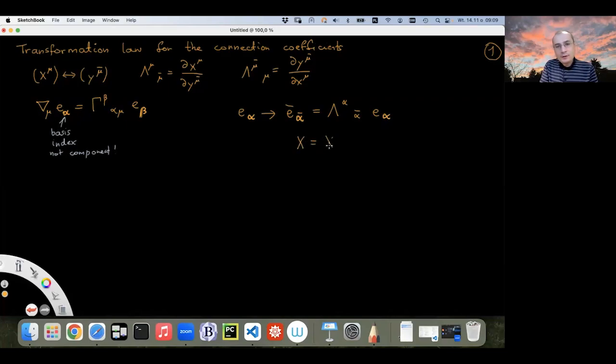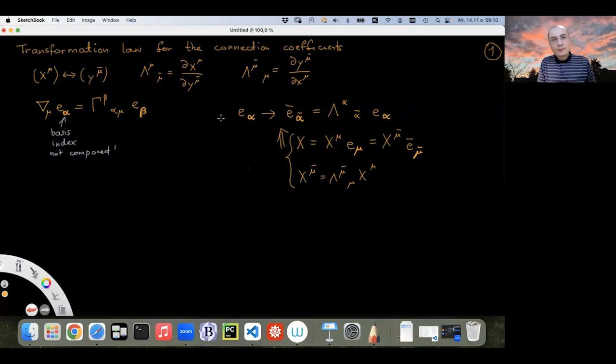we know that each vector can be written down as a sum of its components even in a given coordinate times the coordinate basis. But at the same time, this has to also work in the new coordinate basis. We have the transformation law that x mu bar is lambda mu bar mu x mu. If we combine these two, it's easy to derive this relation here. There should be an over bar over here.